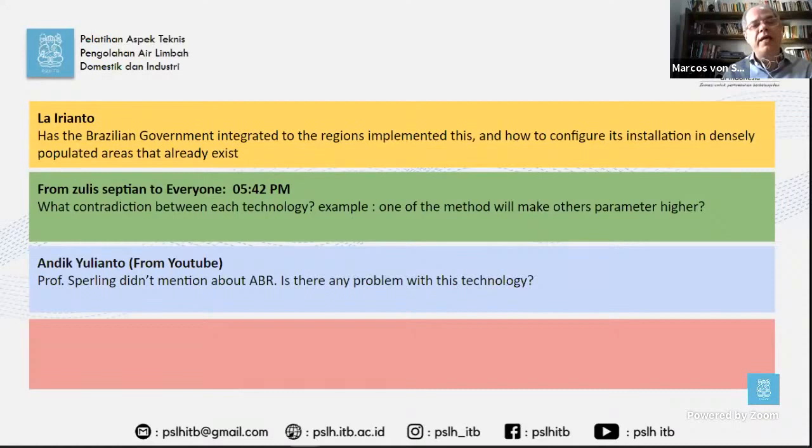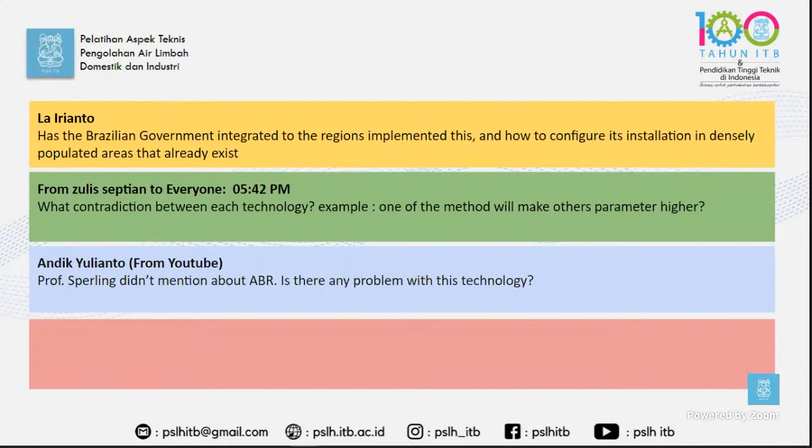It has been applied in some situations, but maybe because Brazil invested so much in the UASB reactors, they became more popular. Yeah. But I agree that they are widely used. Maybe in Indonesia, they are very widely used. Yes, yes, they are. Yeah, of course, because you are from London.